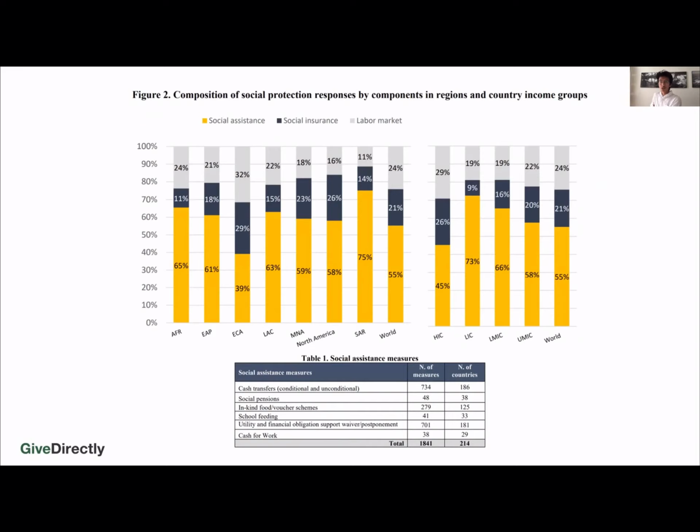And this is the global outlook. Yellow is basically where cash transfers fall under. It falls under social assistance. Cash transfers are one portion of the yellow buckets. You can see the breakout on the table below. It is by far the largest intervention, 734 measures to deliver cash transfers around the world.